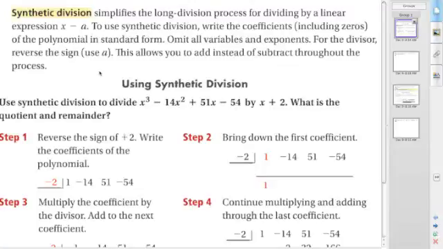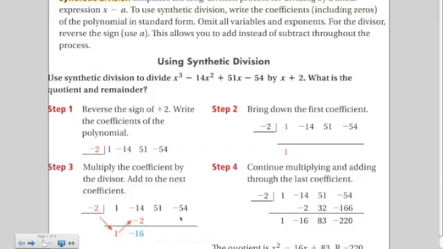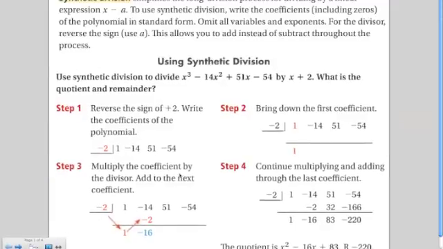Here's part 2 with dividing polynomials. We did long division in the previous video, so now we're going to do synthetic division.